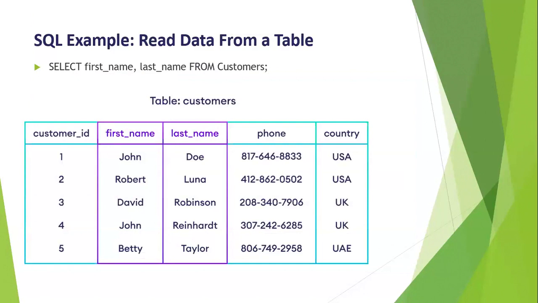Now what you can do is fire a query like this. Now I have a table like customers. If you say select first name, comma, last name from customers, and last is a semicolon. The semicolon is the end of an SQL command. If you fire this query, you will see only the first name and last name of that customer table.